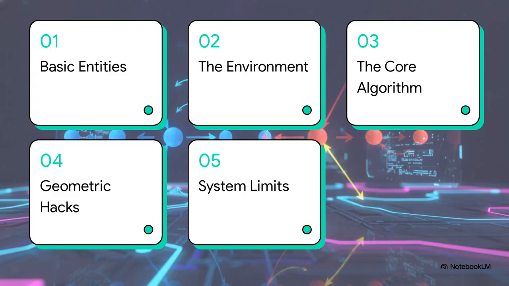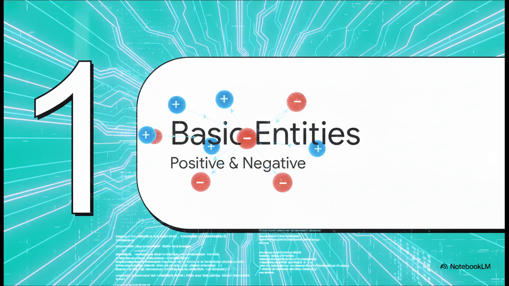We're about to decode the universe, and here is our exact flight path. We'll hit the basic entities, the environment, the core algorithm, some incredible geometric hacks, and finally, the system limits. Let's get into it. Section 1. The basic entities, positive and negative charge.